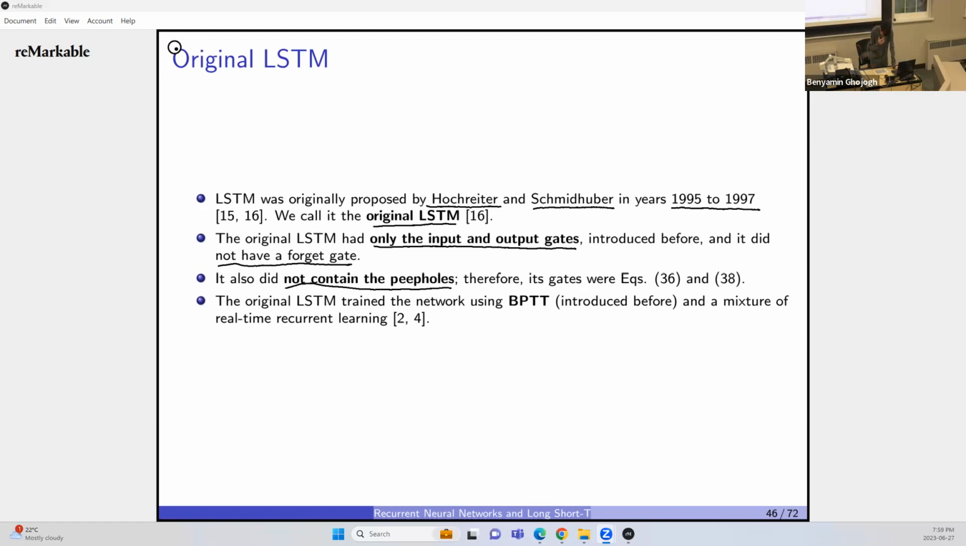The original LSTM trained the network using backpropagation through time, which we talked about, and a mixture of real-time recurrent learning. For more information, see references 2 and 4. But backpropagation through time is the main algorithm for training that.